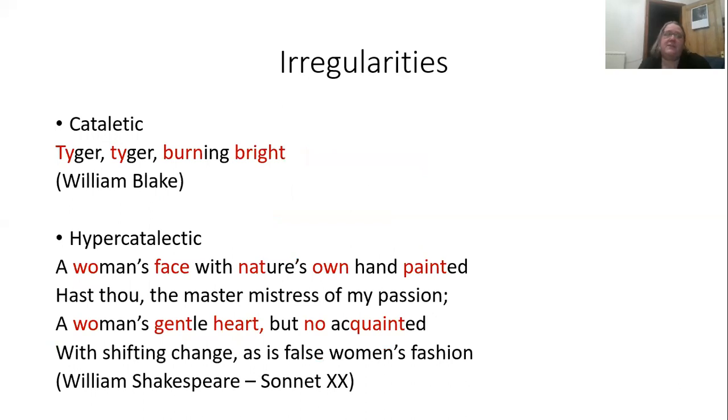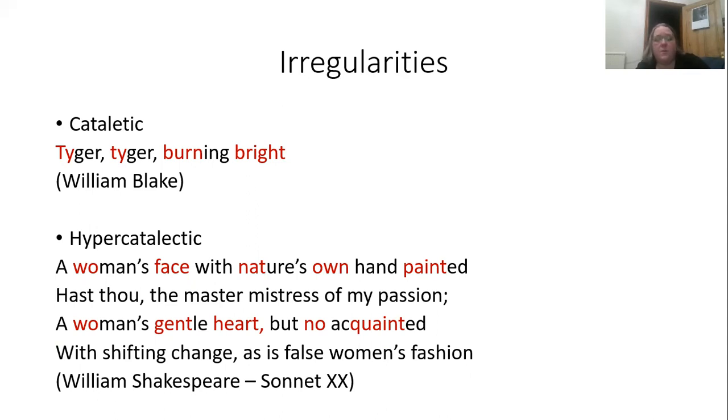So let's finish with a couple of types of irregularity. I said we'd go back to Tiger, Tiger, Burning Bright, and so we are. This is an example of catalectic writing where you have a missing syllable essentially at the end of the line. Tiger, tiger, burning bright, instead of tiger, tiger, burning brightly, which would fulfill the stress pattern. Here the final syllable is missing. Generally speaking, I would say here that what this brings is a sense of emphasis on that final word. It makes the image stark, but you can decide for yourselves.